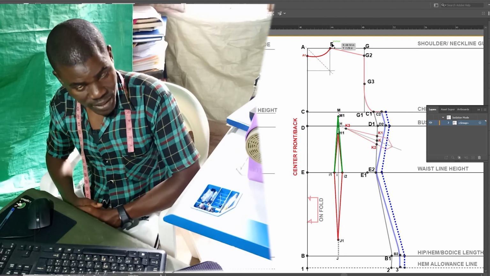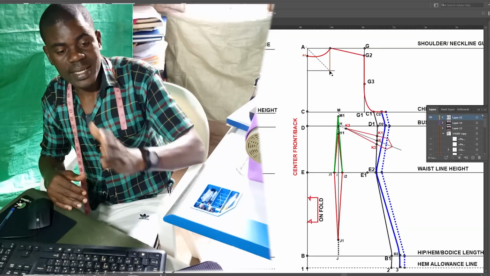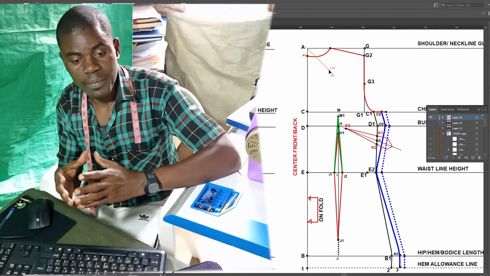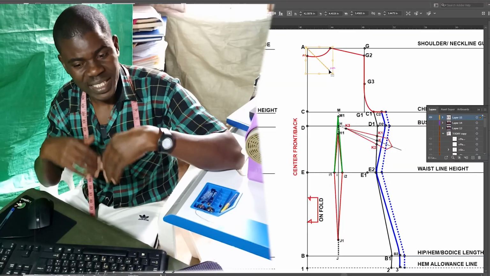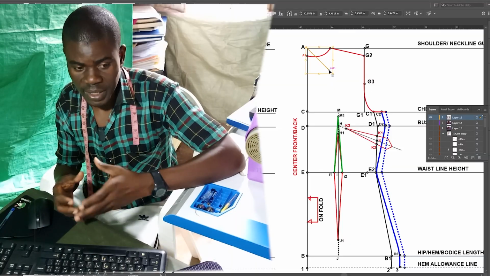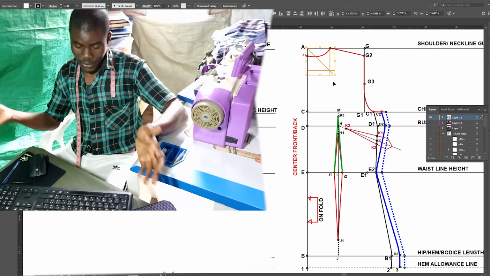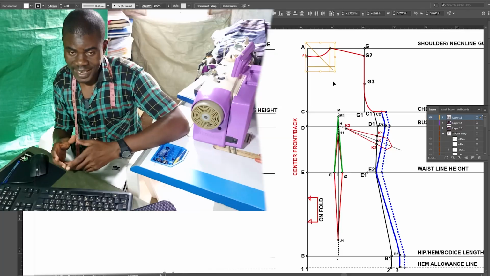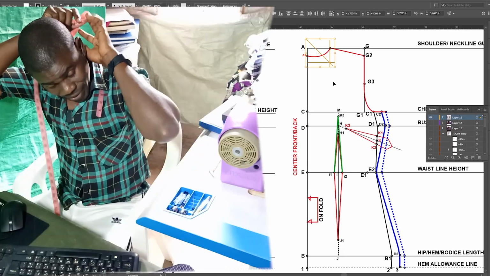But my friends, do you know the importance of a dart? The darts are essential for creating a properly fitted bodice. So I will show you exactly how to add them in a way that will make your patterns fit like a pro. What else do you need? Just watch this video up to the end as we go deep into the drafting.